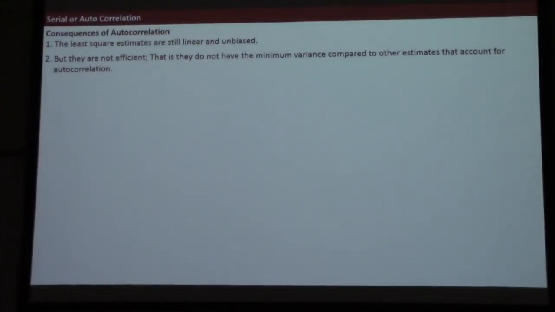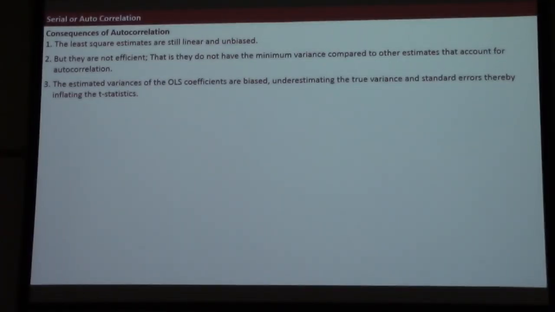Our coefficients are still unbiased, which is good. So we're not going to screw up our coefficients. But they're not efficient, in that they don't have the smallest variance associated with them. What does that mean? It means that if we look at the variance of the coefficients, so we've got our regression, let's just stick to something simple: sales equals beta 0 plus beta 1 advertising, plus our error term.